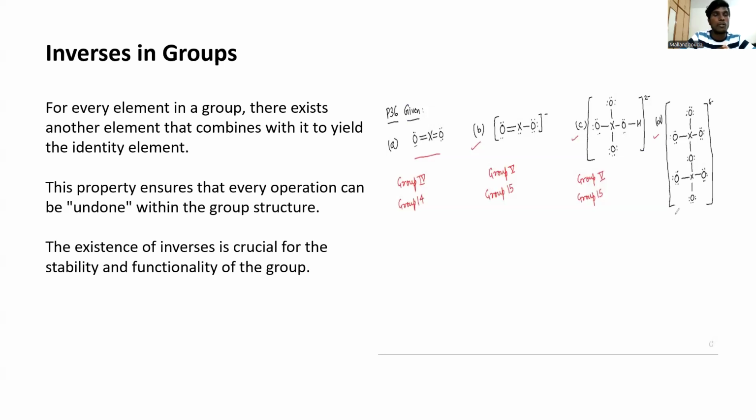Inverse in groups. For every element in a group, there exists another element that combines with it to yield the identity element. This property ensures that every operation can be undone within the group structure. The existence of inverses is crucial for the stability and functionality of the group.